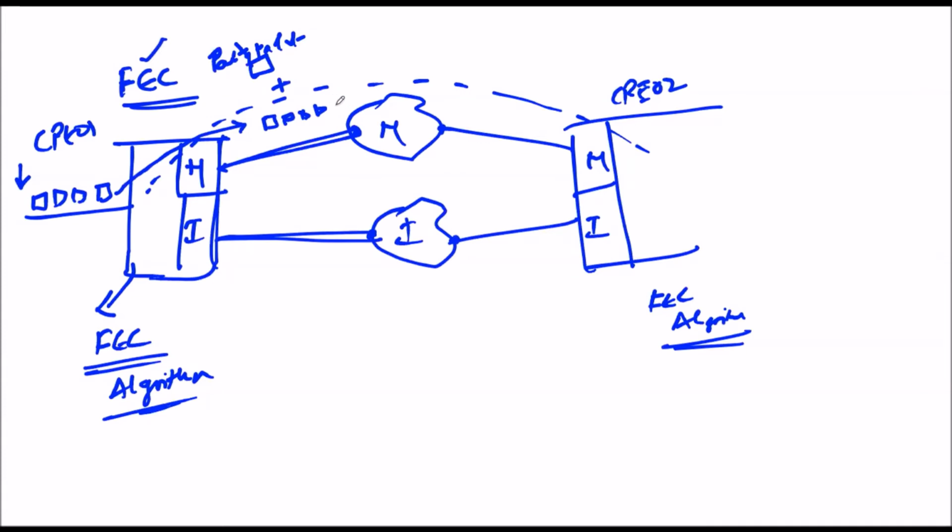So what is going to happen? Assume that during transit I have received only packet 1, packet 2, and packet 4, but not packet 3. In between the transit, packet 3 is lost. And along with that, we have received the parity packet as well.